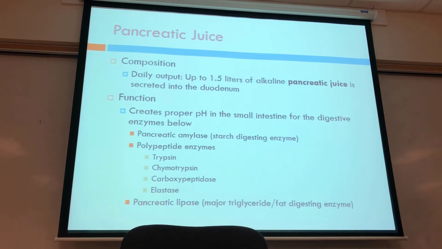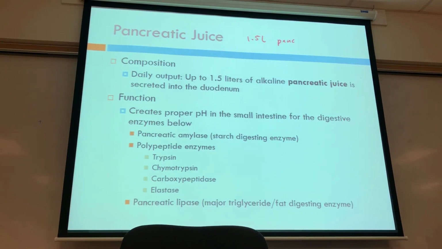Looking at the makeup of the pancreatic juice, as I mentioned, enzymes plus sodium bicarbonate. How much of it do we produce a day? About 1.5 liters of alkaline pancreatic juice is secreted right into the duodenum by way of the hepatopancreatic ampulla.